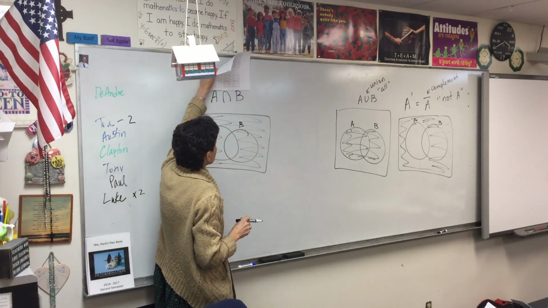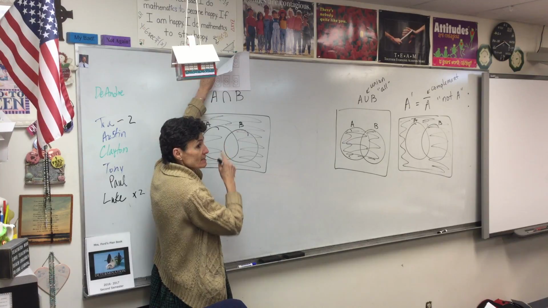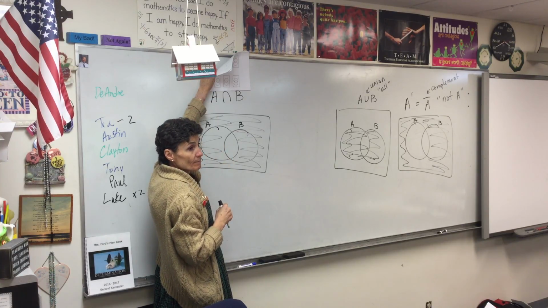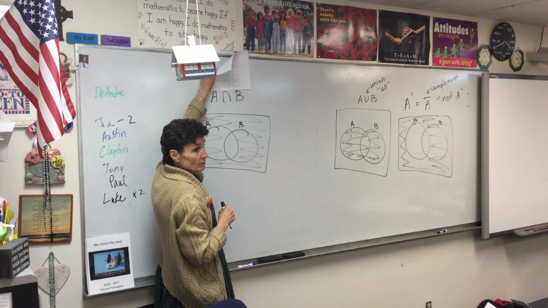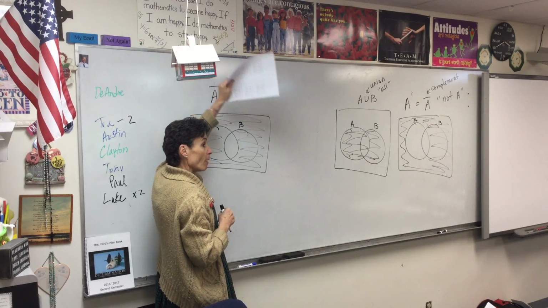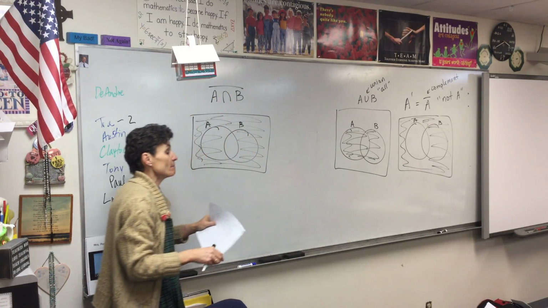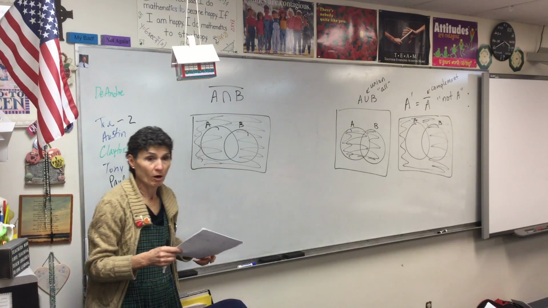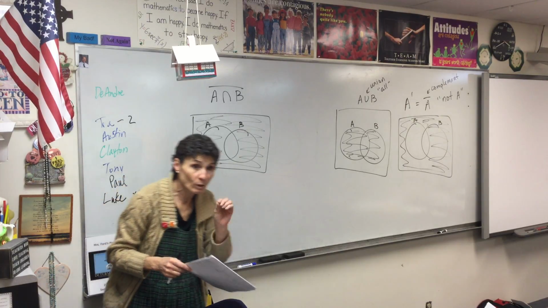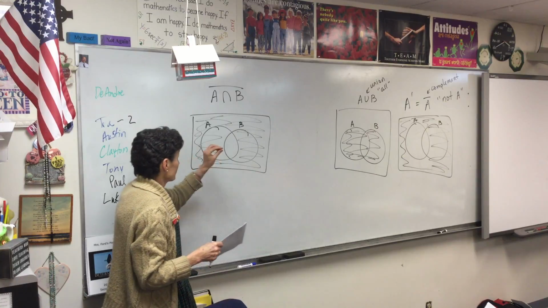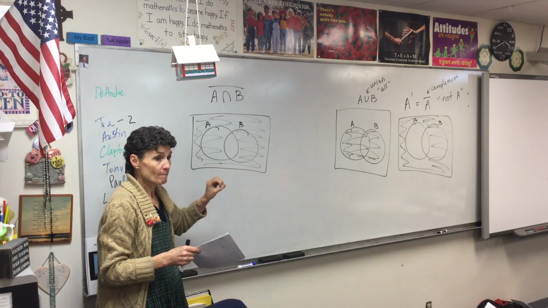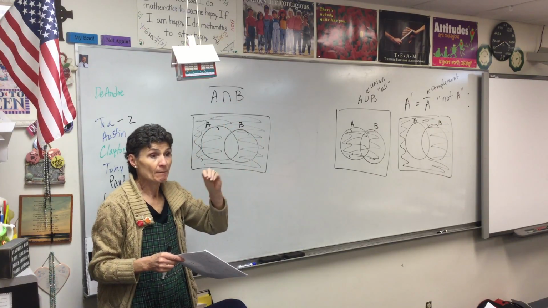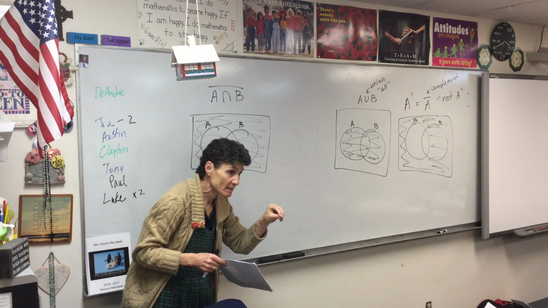Okay, that means where they intersect, right? That's the football. When you put a bar over the top, it means everything except what's under the bar, right? It means not what's under the bar. So if the football is under the bar, then when I put a bar over that, I'm going to shade everything except the football.